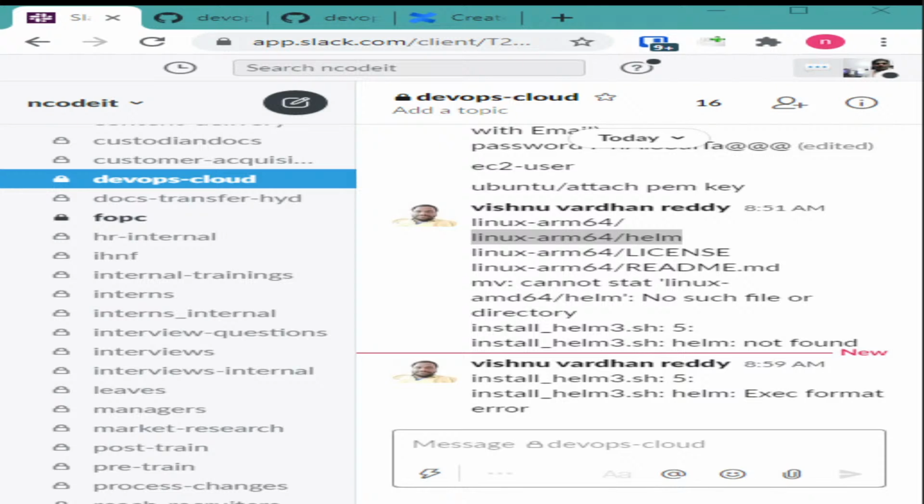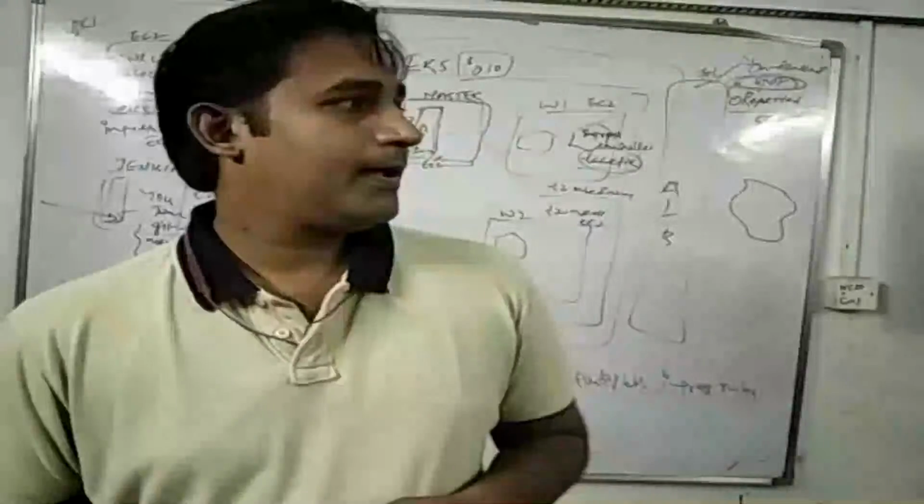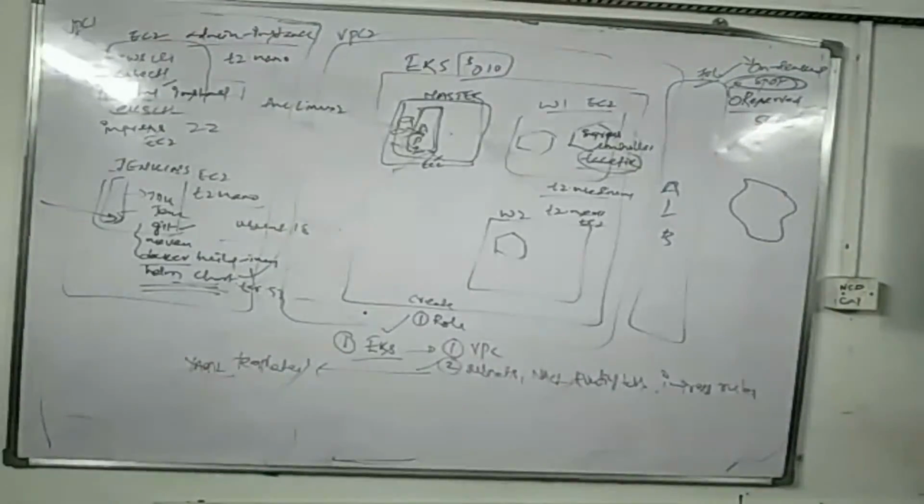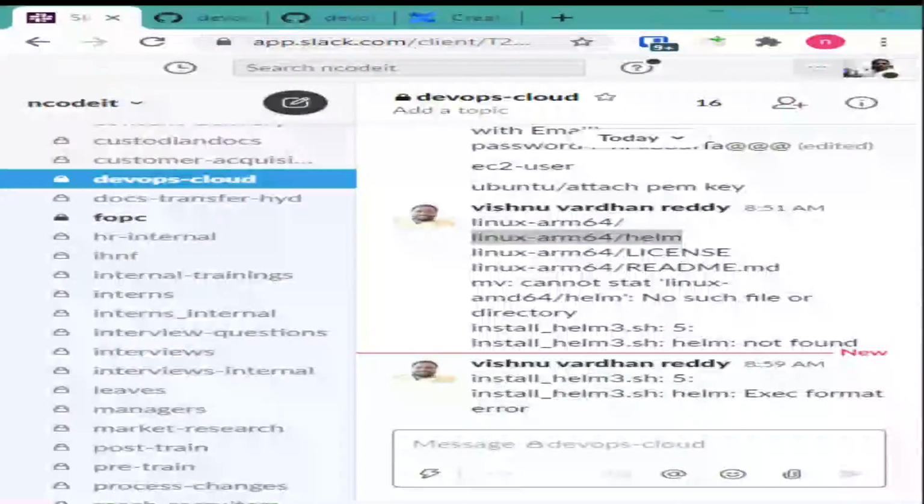Run a git pull and try to execute the same script again. I have updated that install helm.sh command. And for the git tool we have to use the URL. You can do a git pull origin main. That will do.